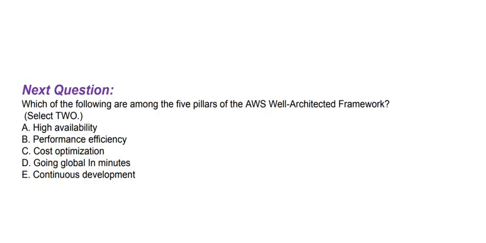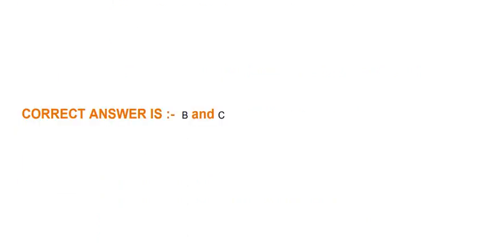Next question is, which of the following are among the 5 pillars of the AWS well-architected framework? Select two options. Option A, high availability. Option B, performance efficiency. Option C, cost optimization. Option D, going global in minutes. And option E, continuous development. The correct answer is option B and C.